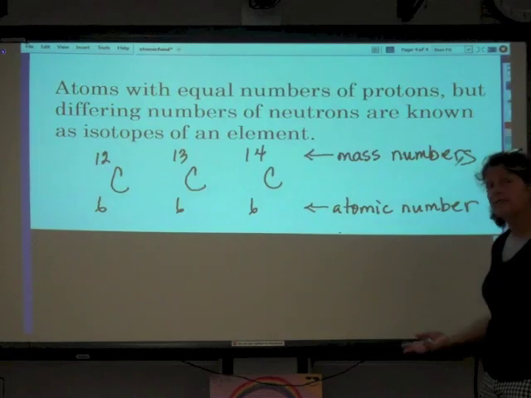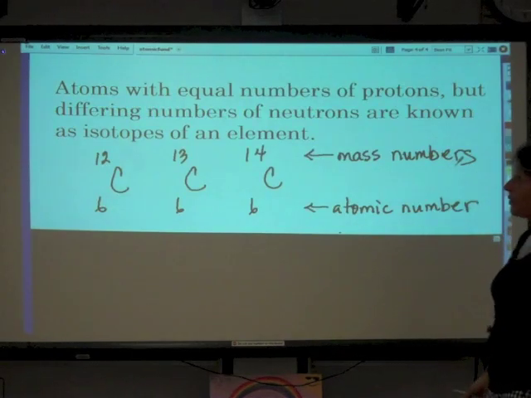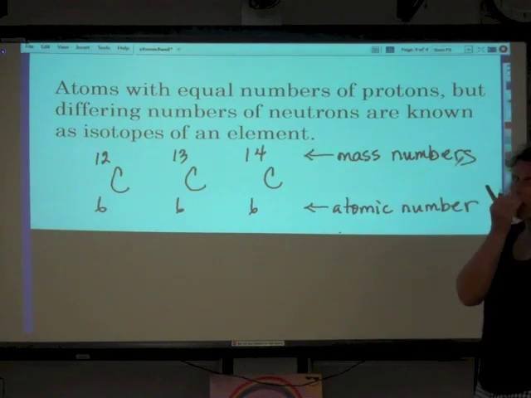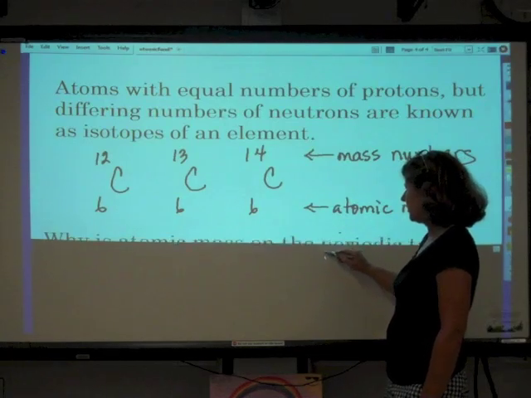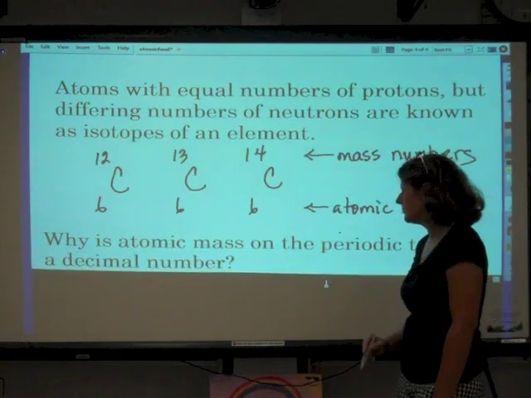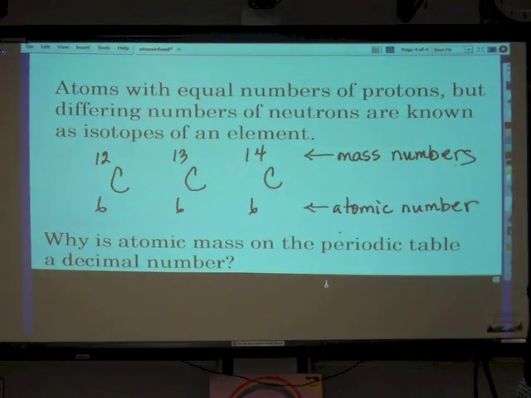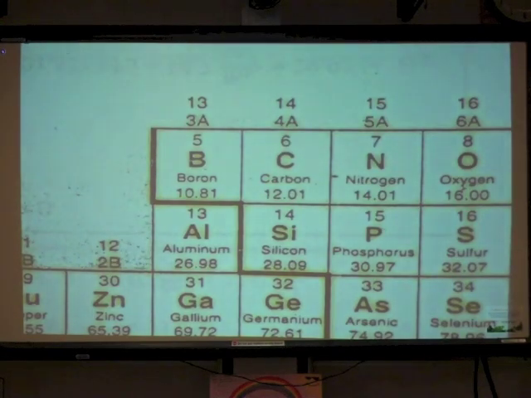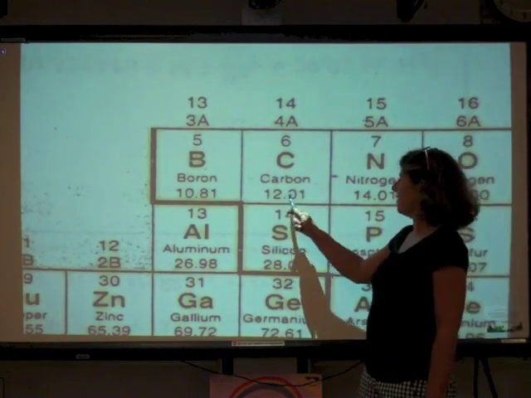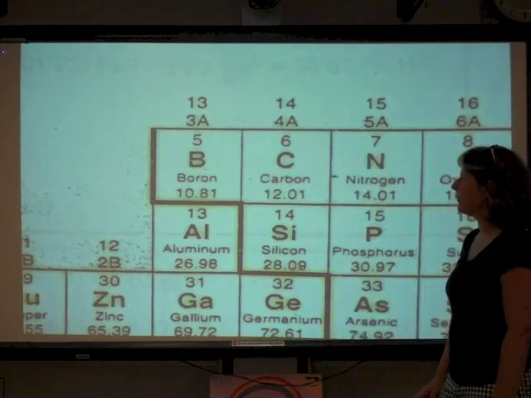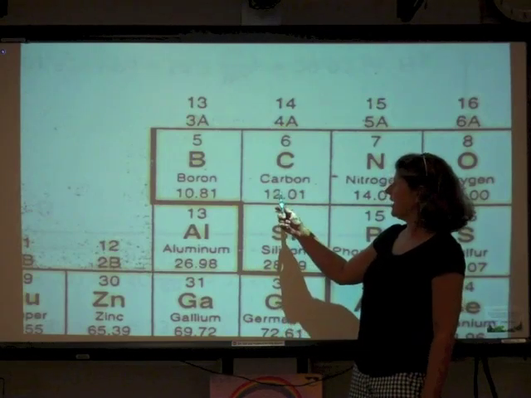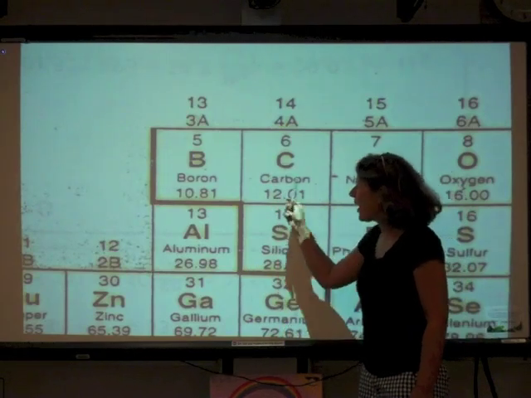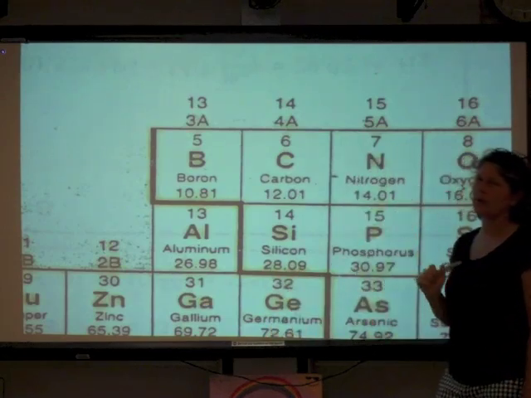And they exist in varying amounts. Carbon 12, carbon 13, carbon 14. But they're all here. All right, so the last thing we want to talk about here is why is the atomic mass on the periodic table a decimal number? So carbon has an atomic mass of 12.01. So if we were going to convert that into a mass number, it would just be 12. Okay, but it's not just 12. It's 12.01. So why is that? Why aren't these whole numbers?